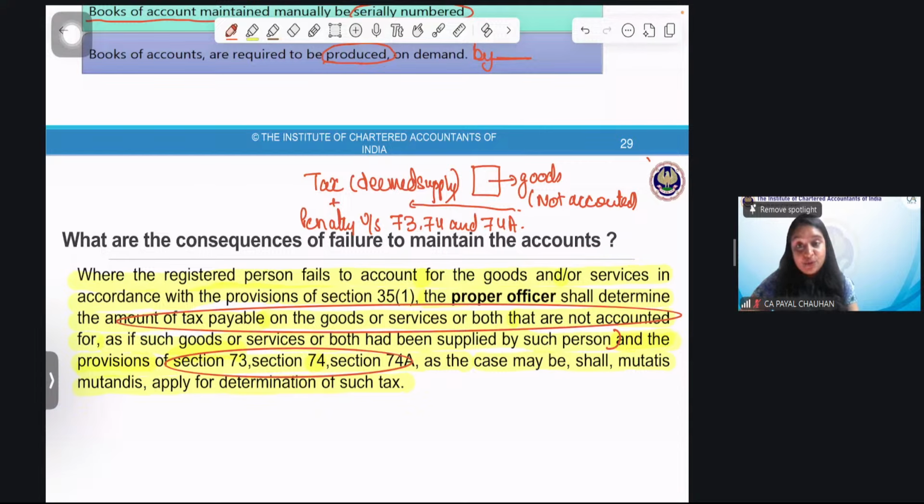So I have two outcomes of non-recording. First of all, they'll be regarded as supply, and I have to pay tax on it. Plus, I have to pay penalty under section 73, 74, and 74A.